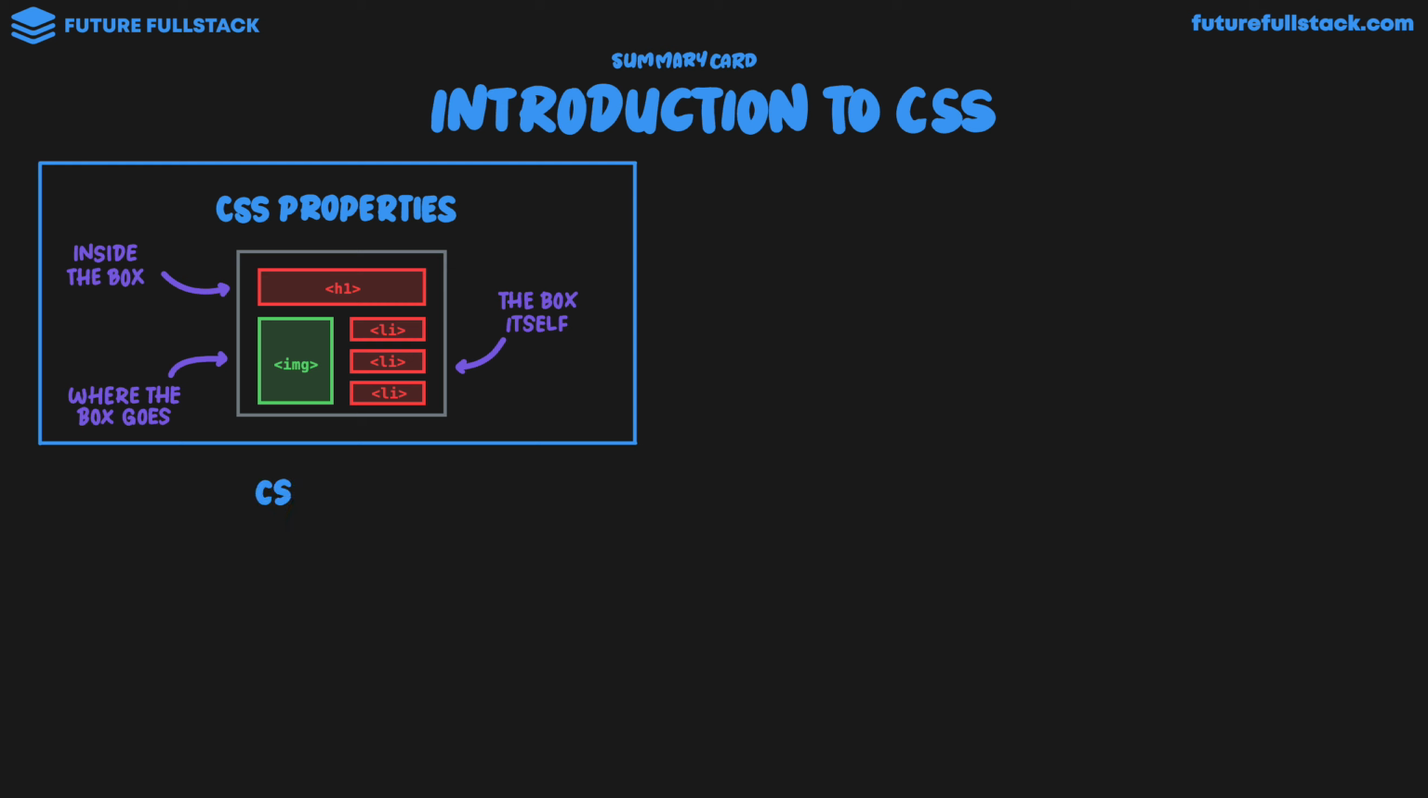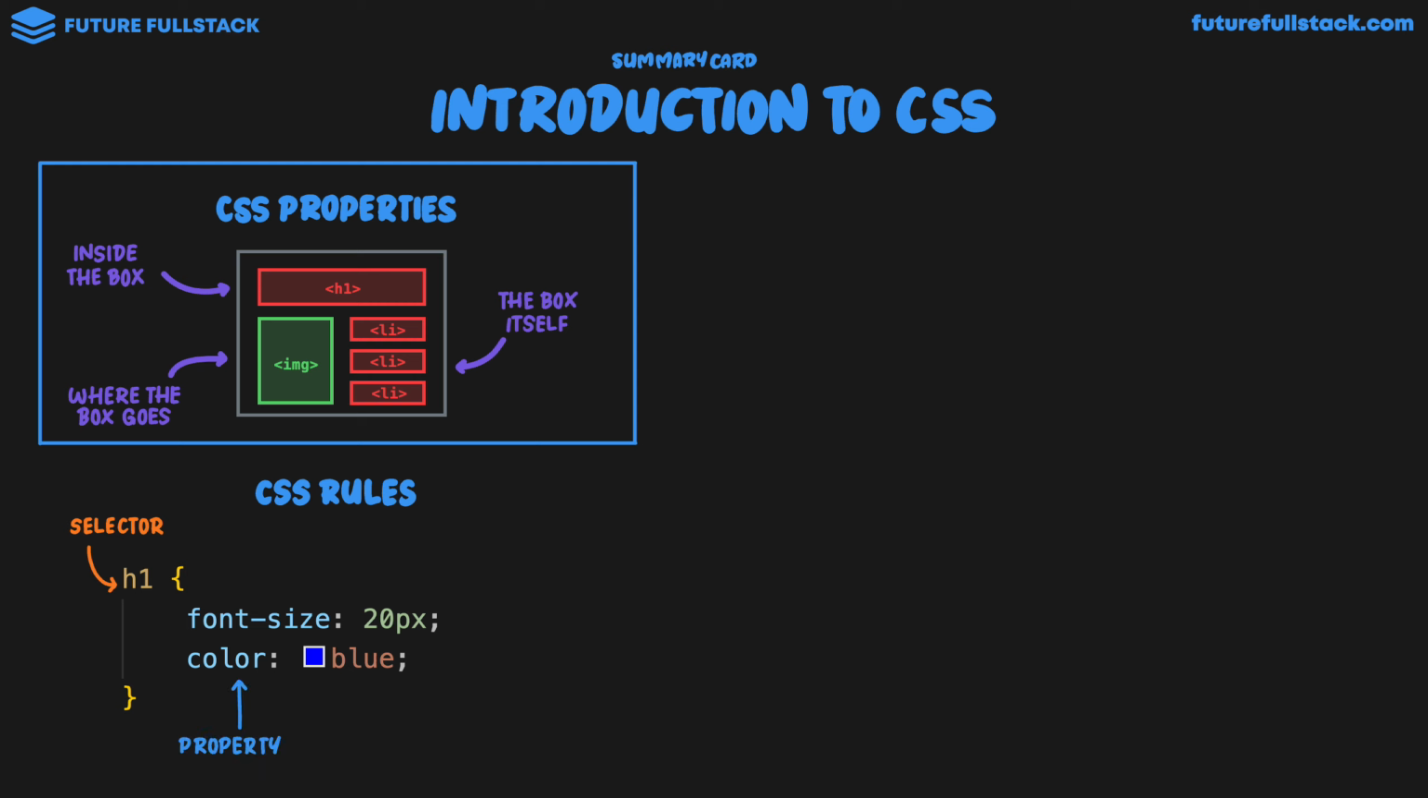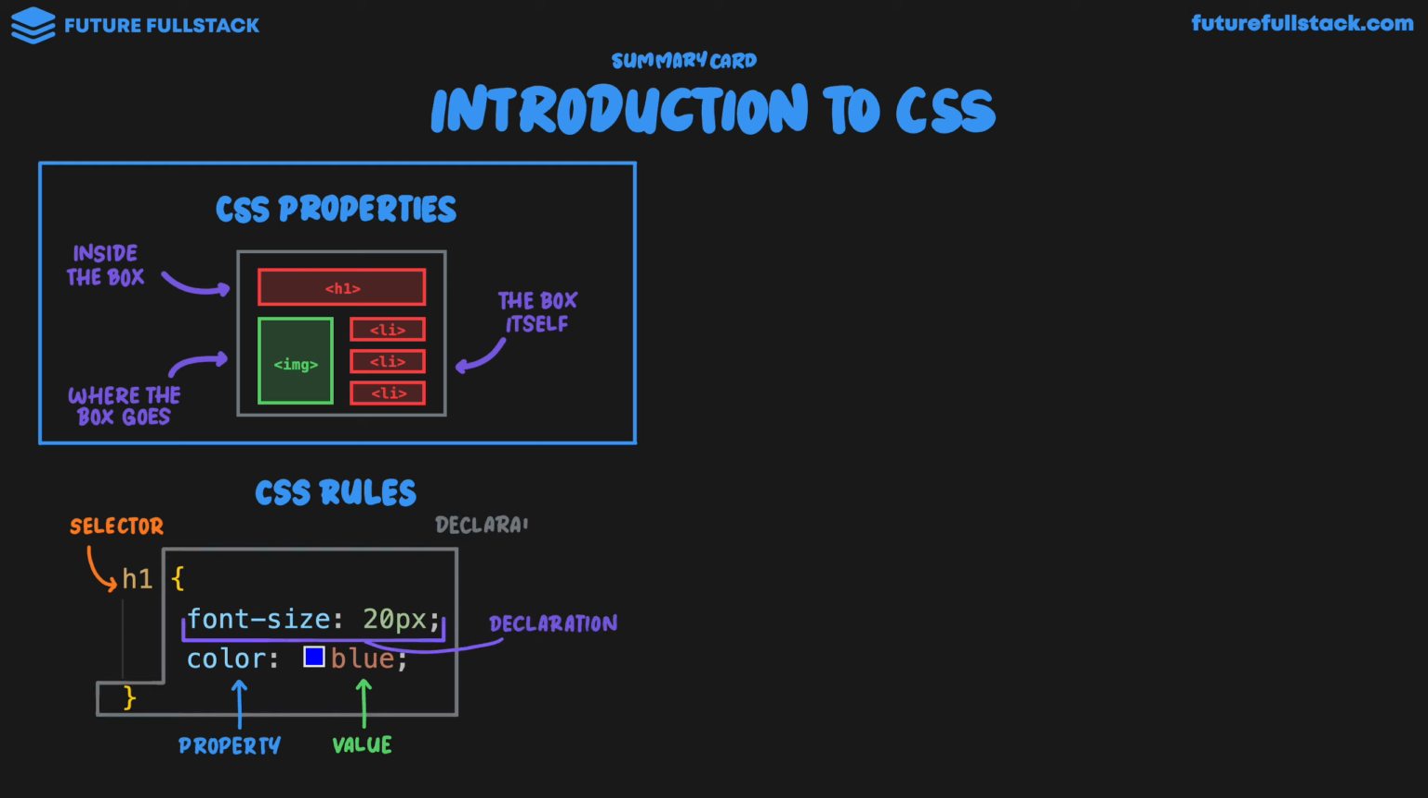We then spoke about CSS rules. Here is the rule we looked at. We saw a selector is what we use to target an HTML element. We then added curly brackets that contain the styles we are applying. The styling is set by a property, in this example color, and a value, in this case blue. A combination of property and value is called a declaration, and multiple declarations are called a declaration block.